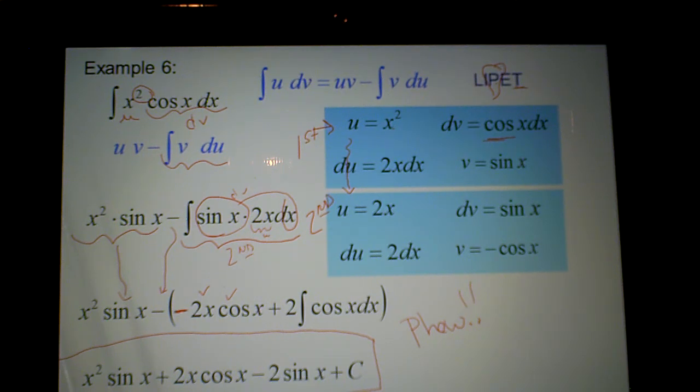Phew! Only if you make me. In other words, if I need to match multiple choice, will I go that far? So there you go with integration by parts.